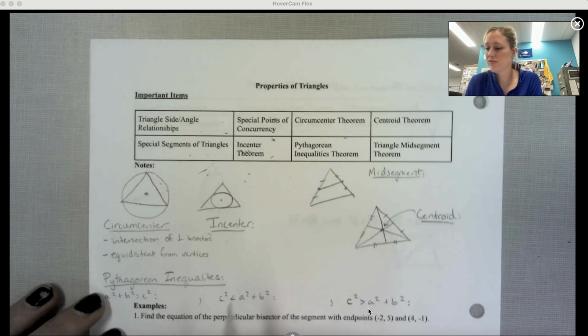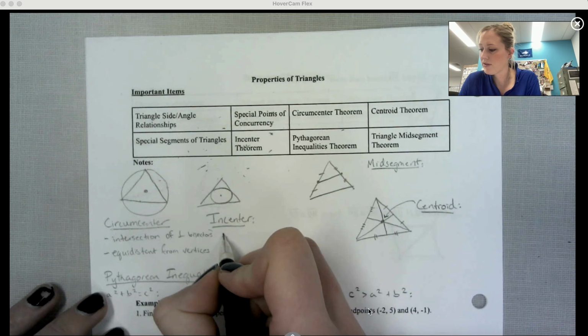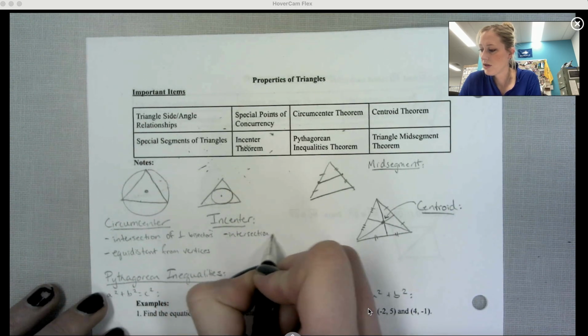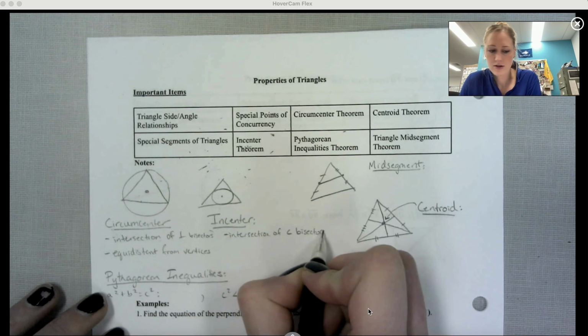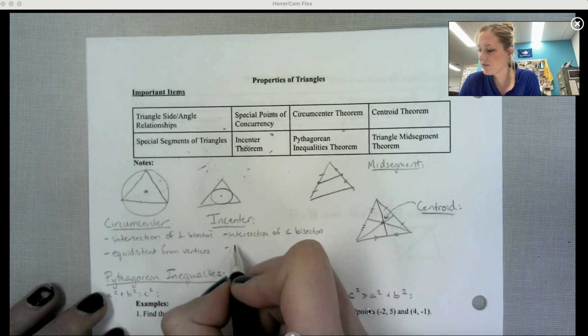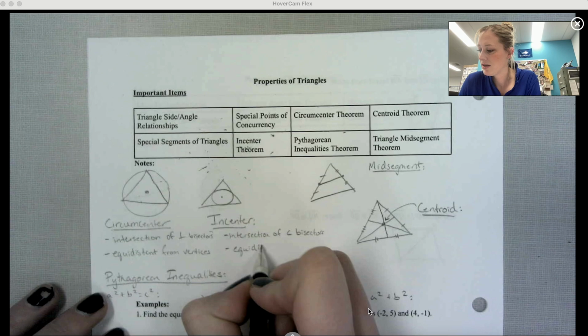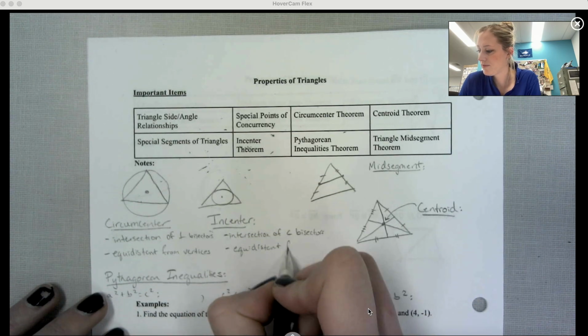All right, the incenter, so this is the inscribed circle of a triangle. This is the intersection of angle bisectors. And instead of being equidistant from the vertices, it is equidistant from the sides of the triangle.